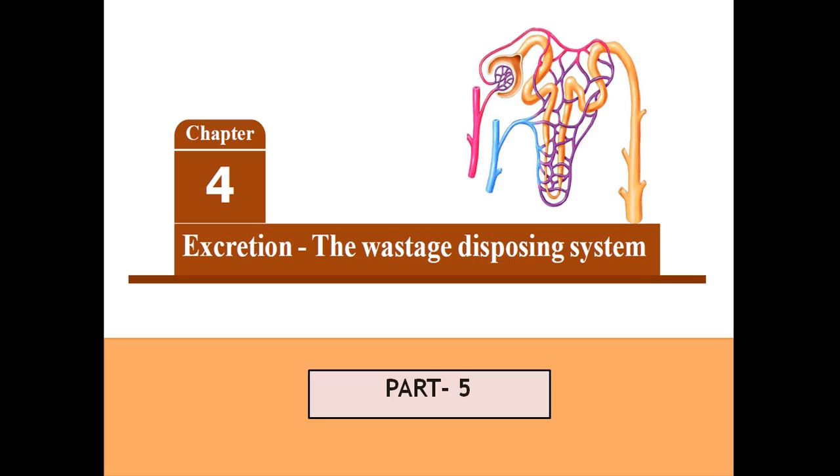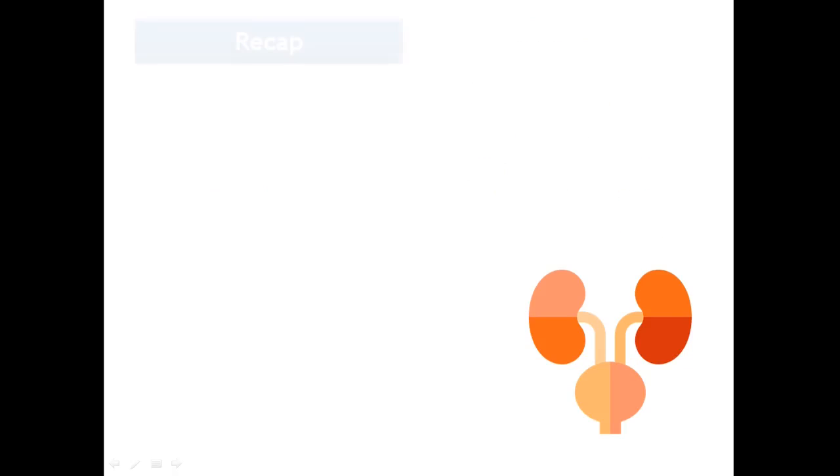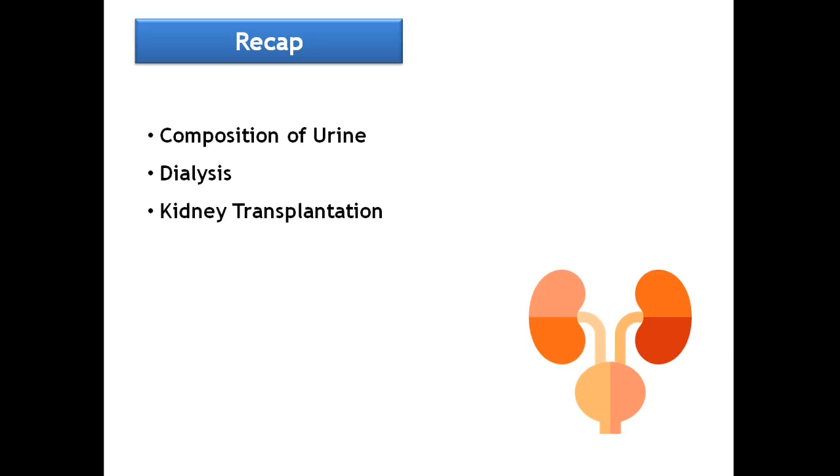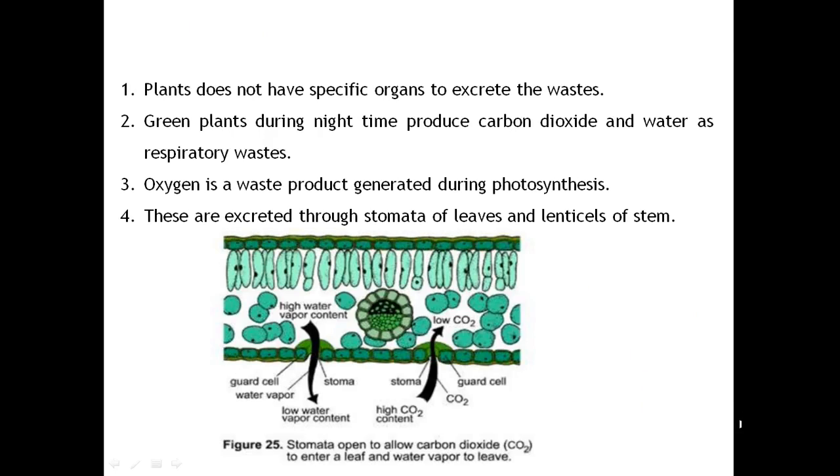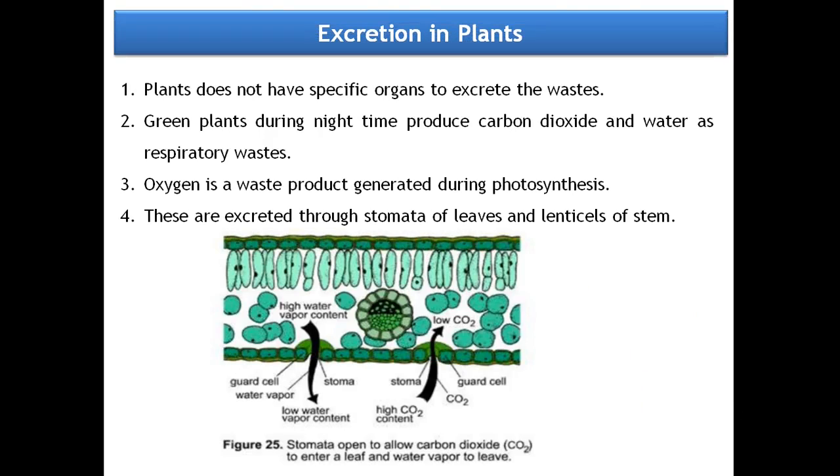Welcome to the fifth part of lesson 4, that is excretion, the wastage disposing system. In our last class, we studied about composition of urine, dialysis and kidney transplantation. In this session, we are studying about excretion and release of substances in plants. First of all, let's study how excretion takes place in plants.